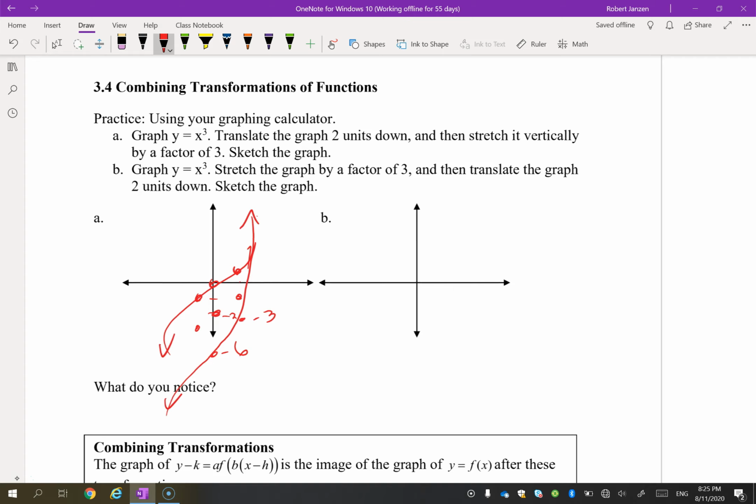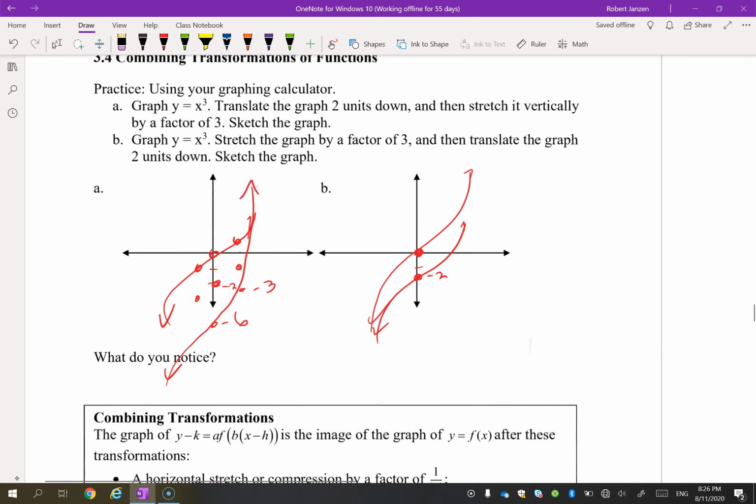Okay? Why are we looking at that? Well, let's take a look now at if we do this in a different order. So here's x cubed. If I stretch by a factor of 3, so take this point, multiply it by 3, it doesn't move, and then I go down 2. You can see this graph looks a lot different than this one. These are different graphs. I would like you to try that on Desmos and see that they're different.